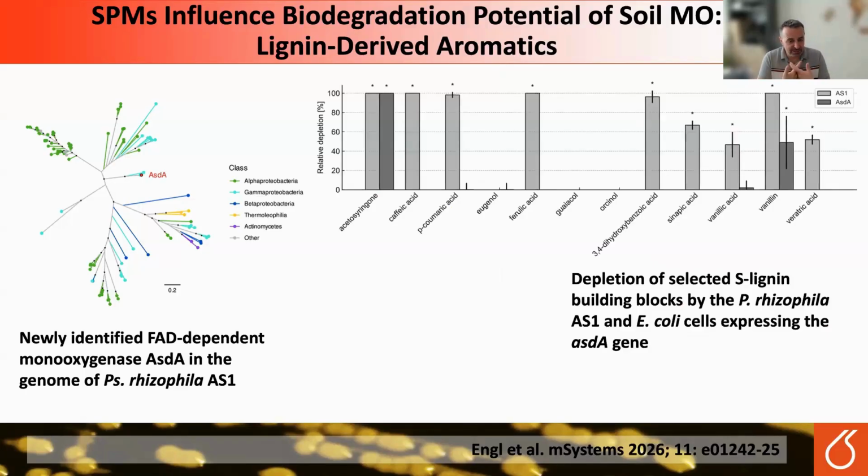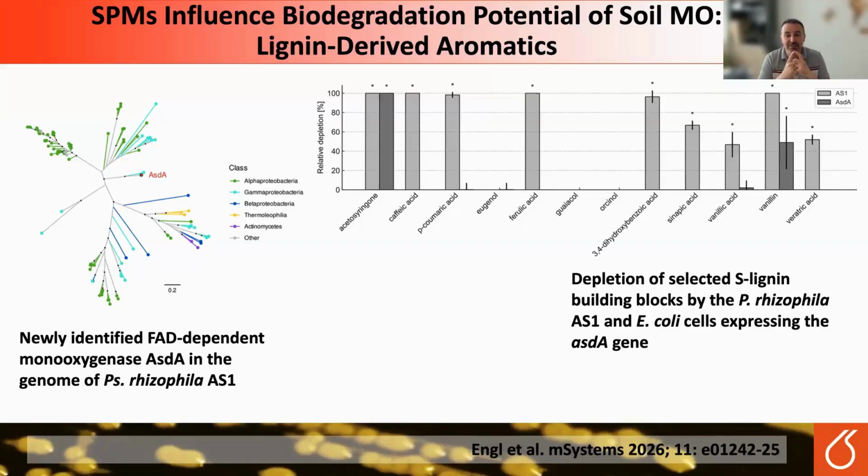We also, because it is, as I already said, fairly normal for environmental oxygenases and oxygenases in soil bacteria that they are capable of breaking down several structures, we looked at different lignin monomers to see whether some other ones, except for acetylsyringone, can be transformed by this specific enzyme ASDA. You can see here that there are a lot of compounds that can actually be degraded by the pure culture Pseudomonas rhizophila AS1, which is the bacterium that harbors the ASDA enzyme.